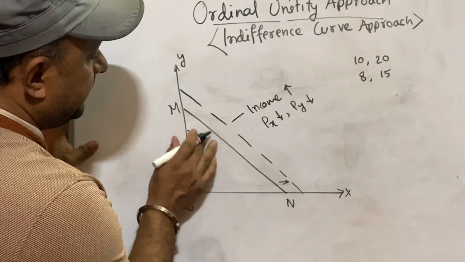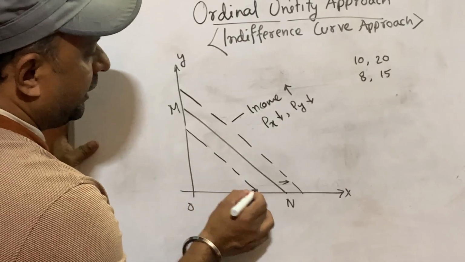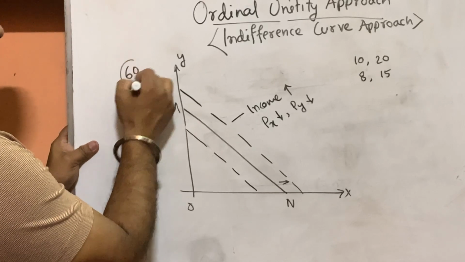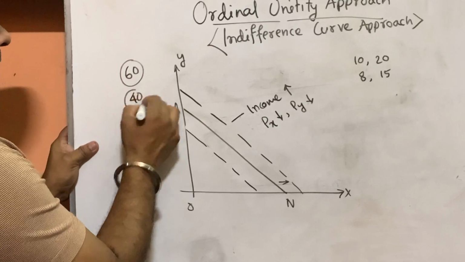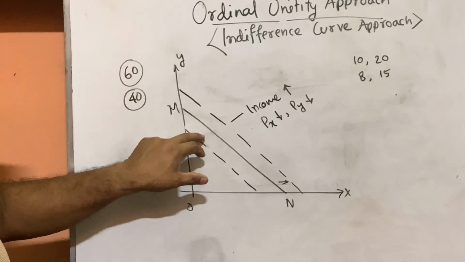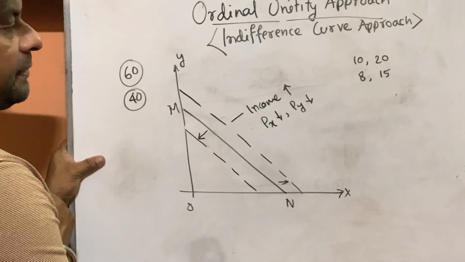Just the reverse: if the consumer's income decreases, the budget line will shift backward. His income was 60 rupees. If his income or budget decreases to 40 rupees, then he has to reduce the consumption of both the goods. That time the budget line will shift towards the back side.